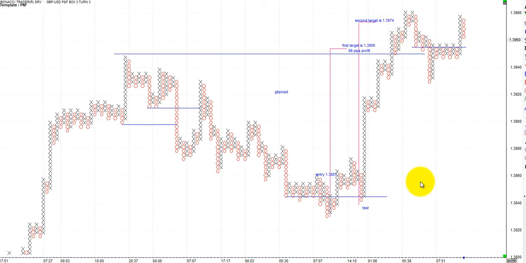So that's another problem with a lot of other services or a lot of retail traders. They don't understand how and why price moves around. They don't understand how to track and trade alongside smart money. They don't know how to read a chart.